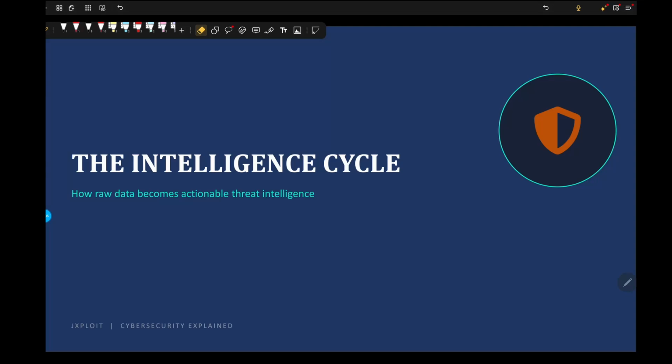If you have ever wondered how a threat intel report actually gets made, or how raw data turns into something a CISO reads and acts on, there is actually a process behind it. It's called the intelligence cycle, or threat intelligence life cycle. So let me write it down here. Threat intelligence life cycle. All right.